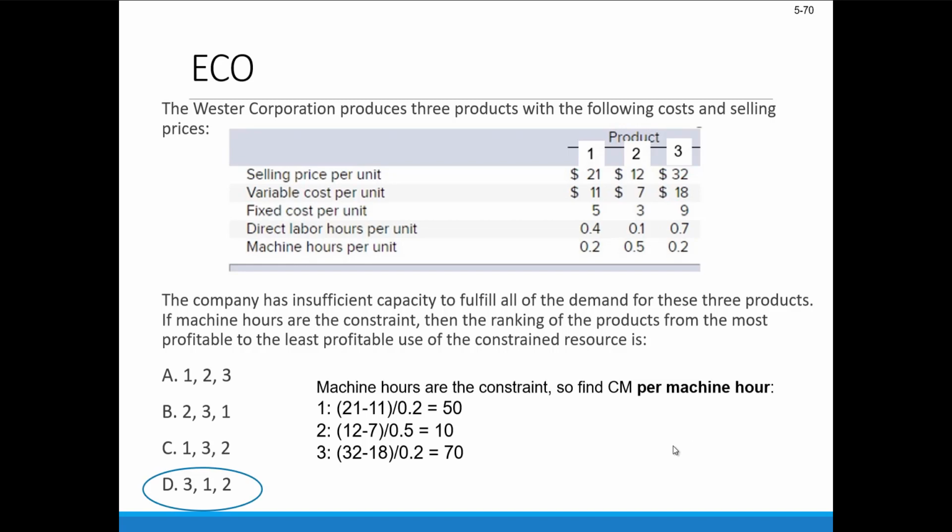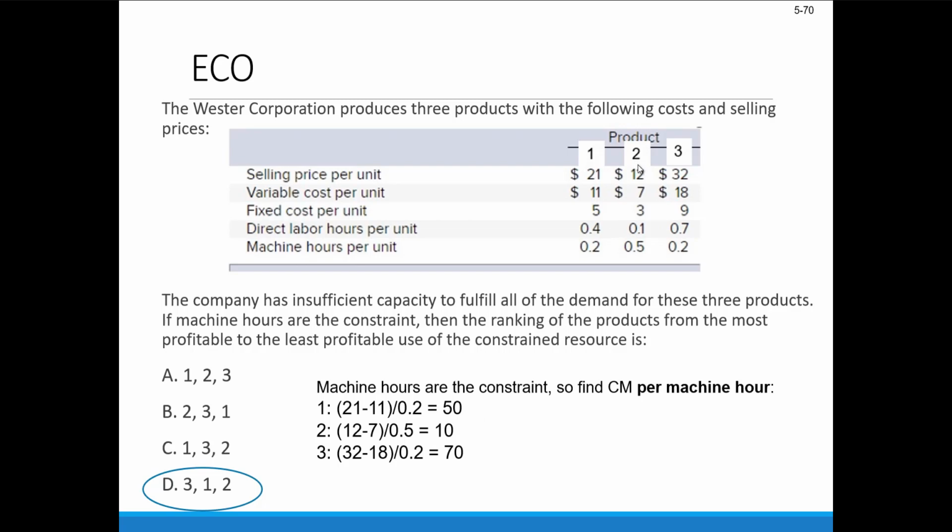So the answer there is D. So machine hours are the constraint. So we want to find the contribution margin per machine hour that each product generates. For product one, their CM is $21 minus $11, or $10, divided by 0.2 machine hours per unit, or $50 in CM per machine hour.